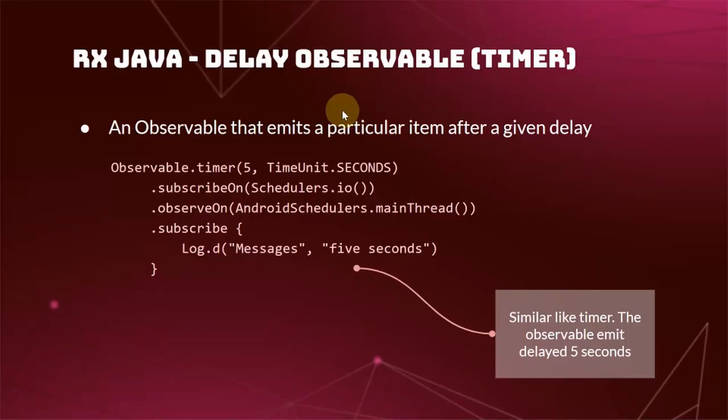We can create a delayed observable, or timer. What is a delayed observable? It is an observable that emits a particular item after a given delay in milliseconds or seconds. So let's take a look at these codes.